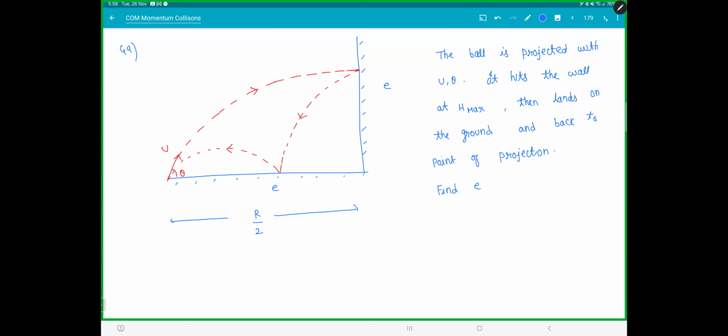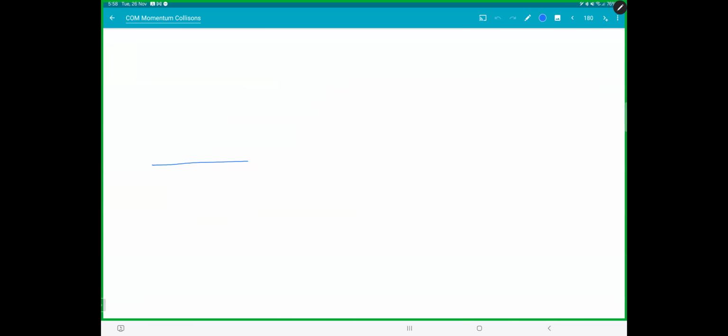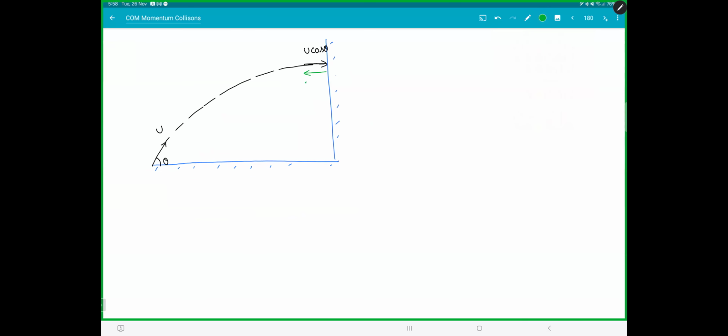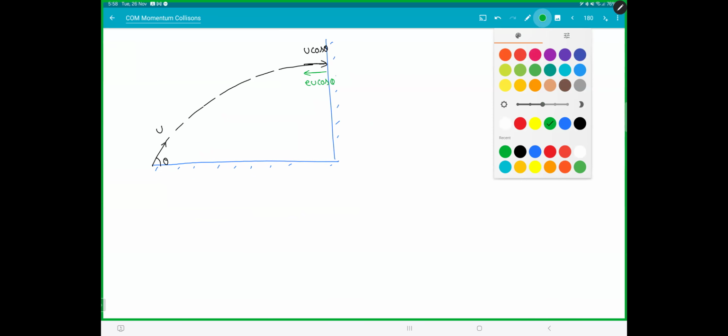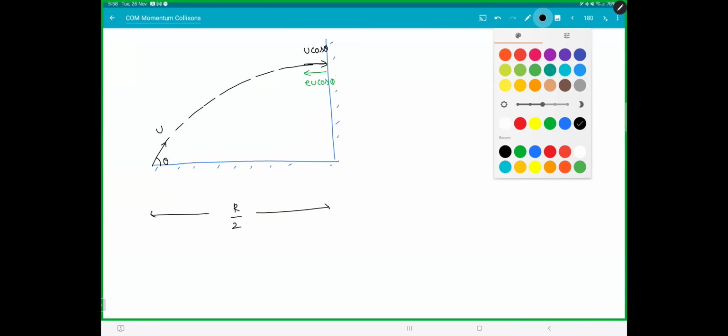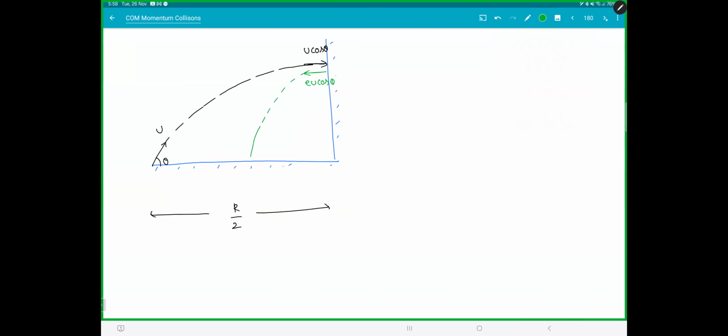Let's see. So the particle is projected with u and theta. This goes and hits at h max. If you're hitting at h max, your velocity will be u cos theta. And if you hit with u cos theta, you will bounce back with eu cos theta. And just now we saw this distance was r by 2. So if you bounce with eu cos theta, you will land at er by 2.